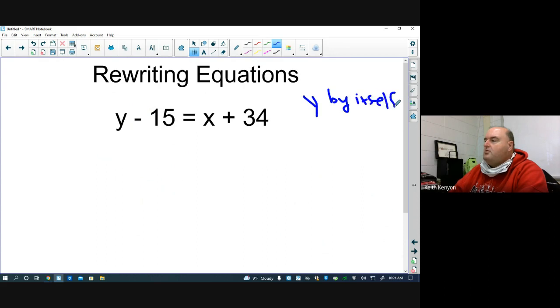And we're not going to get a number with this for an answer. We're just going to get a different equation. So in this case, I just want to get y by itself, so anything that's by y needs to go away. I have y minus 15 equals x plus 34, and I'm just going to get rid of what's around the y. So in this case, I have a negative 15, so I'm going to add 15 to both sides.